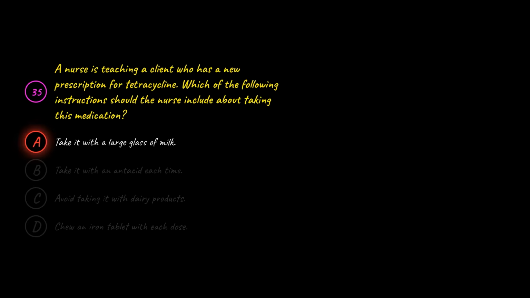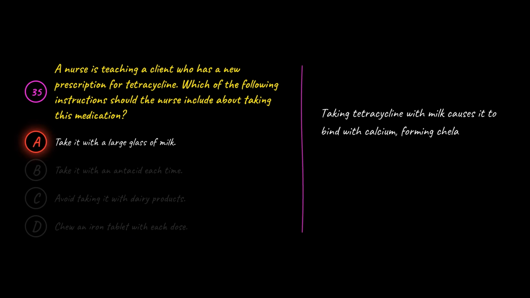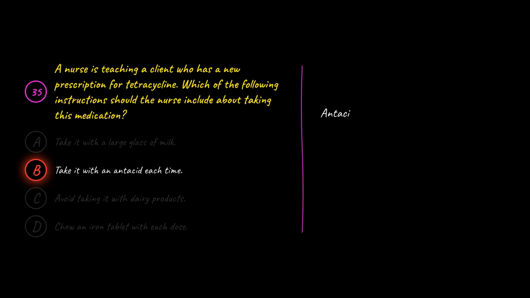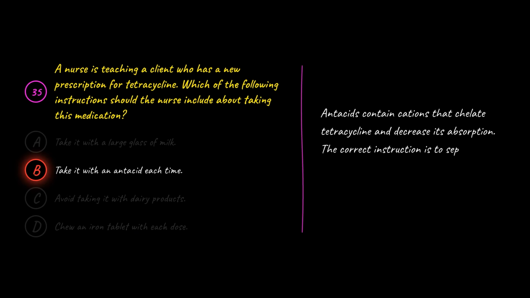A is wrong because taking tetracycline with milk causes it to bind with calcium, forming chelates that block absorption. Rather than improving the drug, dairy reduces its effect, so the client should avoid milk near dosing times. B is wrong because antacids contain cations that chelate tetracycline and decrease its absorption. The correct instruction is to separate antacids from the drug, not to take them together, which would interfere with the antibiotic's action.